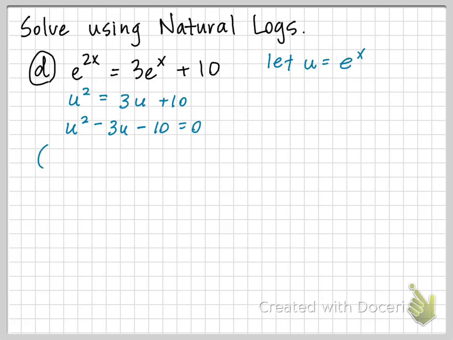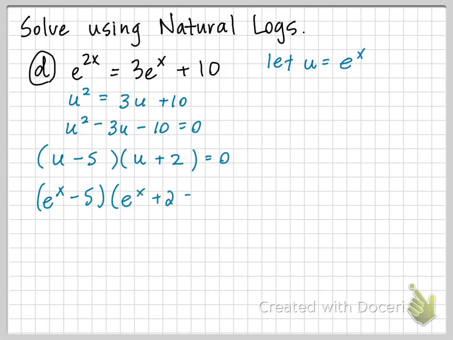What multiplies to negative 10 that adds to negative 3? Well, that's going to be (u minus 5) times (u plus 2). From there, I'm going to go back to the original statement, e to the power of x. So (e to the power of x minus 5) times (e to the power of x plus 2) is equal to 0. So now I can use the zero product property that says if I have two statements multiplying to equal 0, I can set each factor equal to 0 and solve.